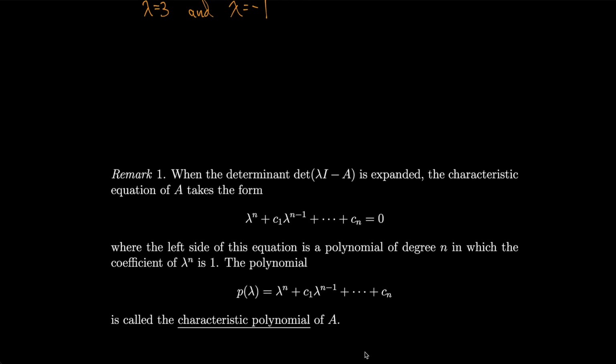When the determinant of lambda I minus A is expanded, the characteristic equation takes the form lambda^n + c1 lambda^(n-1) + ... all the way to the constant with lambda to the 0 power, which is a constant, equaling 0. The left side of this equation is a polynomial of degree n, in which the coefficient of lambda^n is 1. The polynomial p of lambda is called the characteristic polynomial of A. So this left-hand side is the characteristic polynomial.